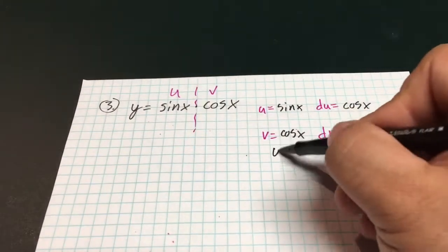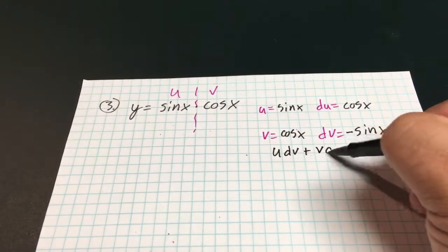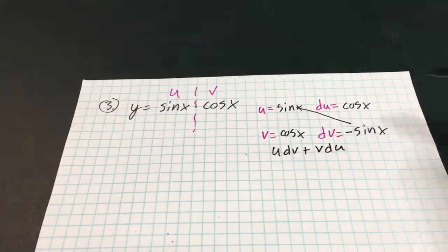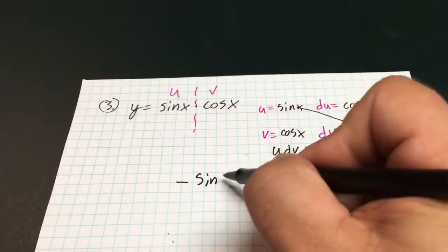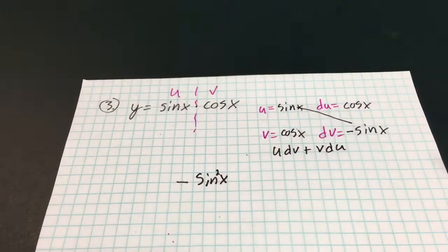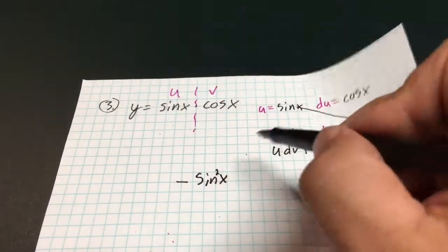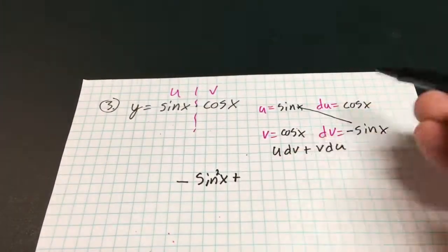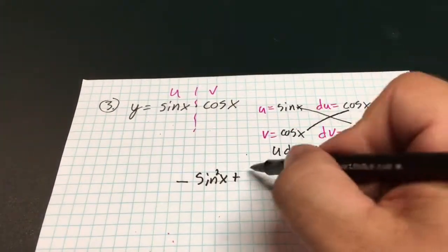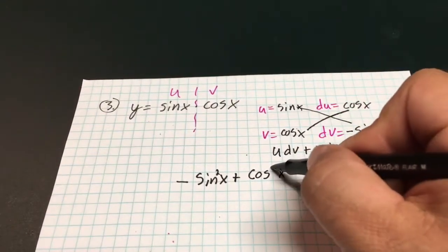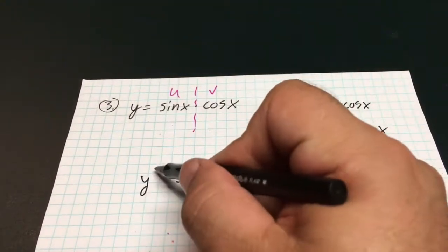Now I'm going to implement the process u dv plus v du. U dv is actually negative sine x squared, sine x times sine x, plus cosine times cosine. That's going to give me cosine x squared. And that's my answer. I can't combine them at all.